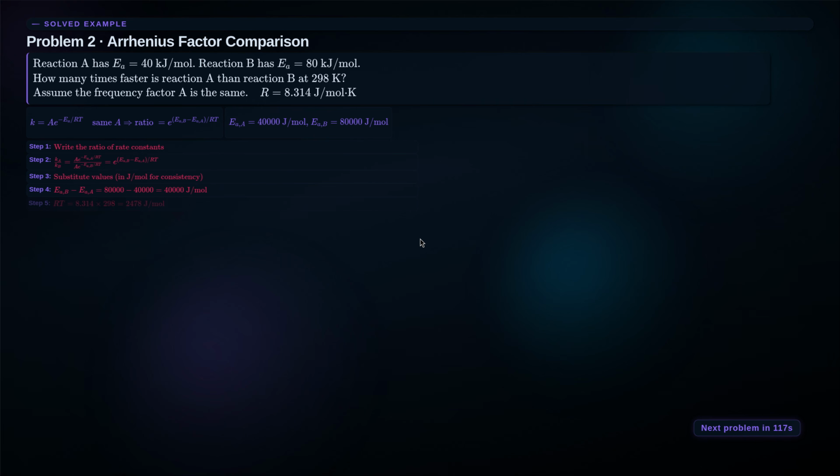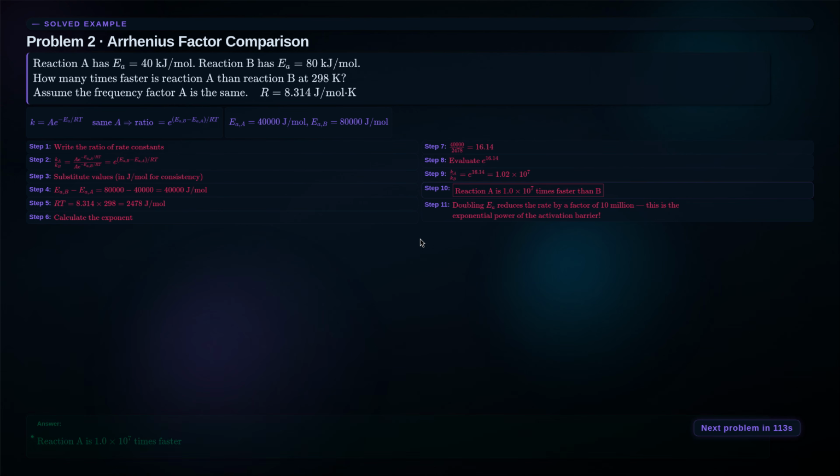Problem 2. Arrhenius factor comparison. Reaction A has EA equal to 40 kilojoules per mole. Reaction B has EA equal to 80 kilojoules per mole. How many times faster is reaction A than reaction B at 298 Kelvin? Assume the frequency factor A is the same. R equals 8.314 joules per mole Kelvin.